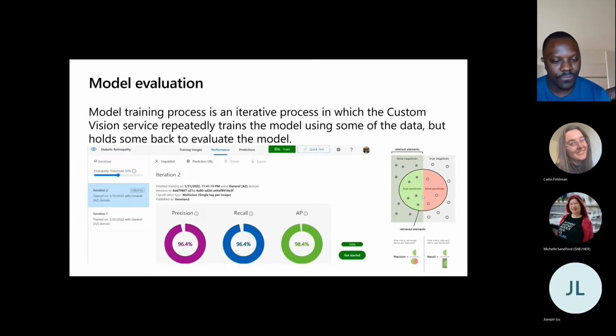And so if we have, say, 100 images of, say, positive DR test, how many of those were... so it means 96.4, say 96 of them were classified correctly. So that's the metric of precision.